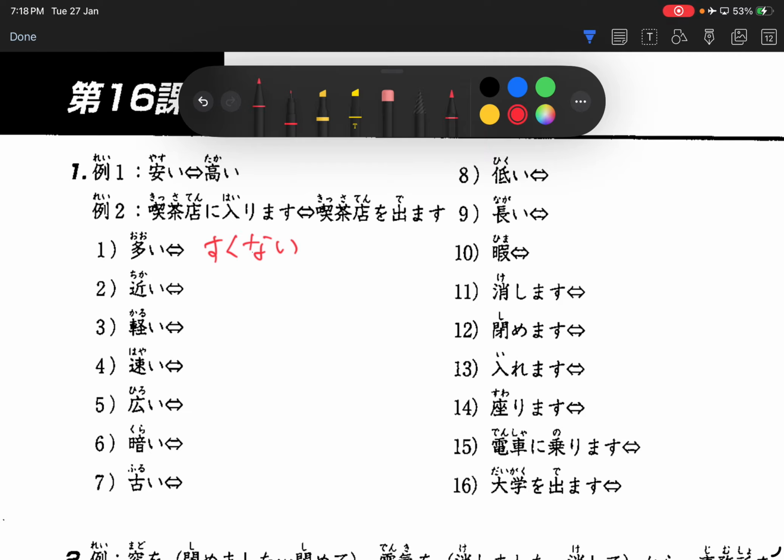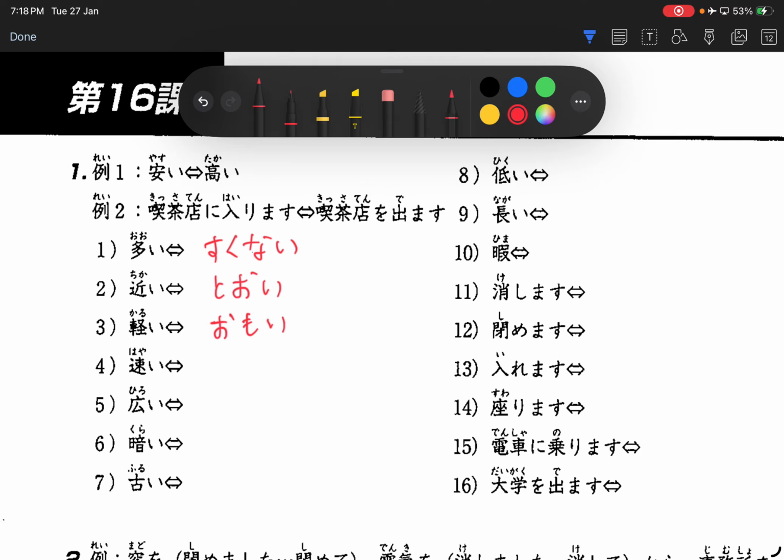Okay, next one. Chikai. Yes, Jasmine. So toi, right? Chikai opposite will be toi. Two O, so toi. Double O. And then number 3 we have karui. Omoi.